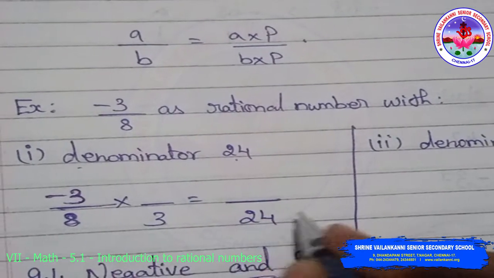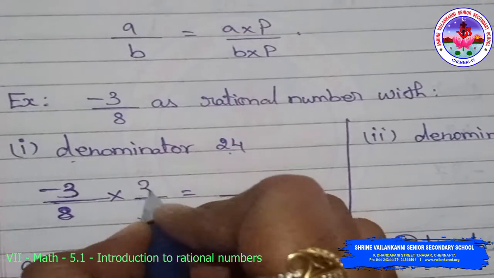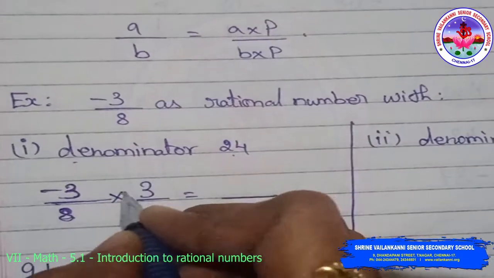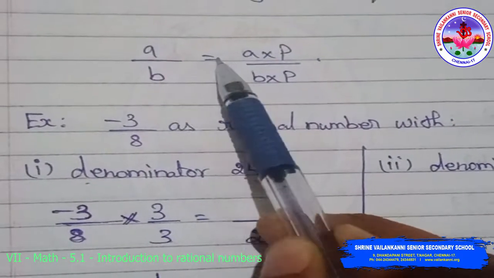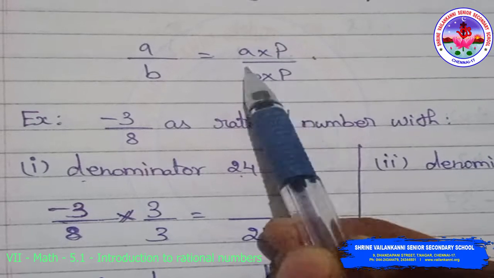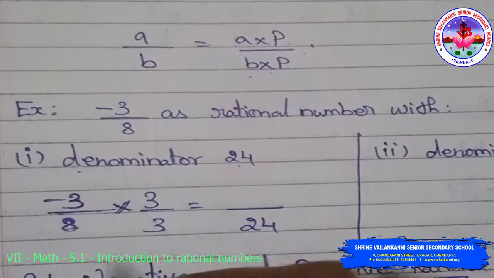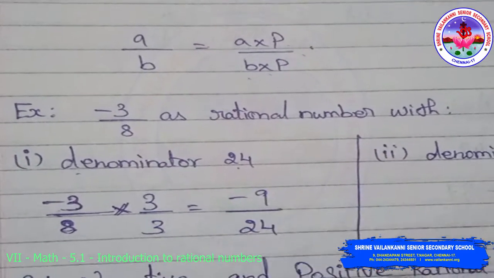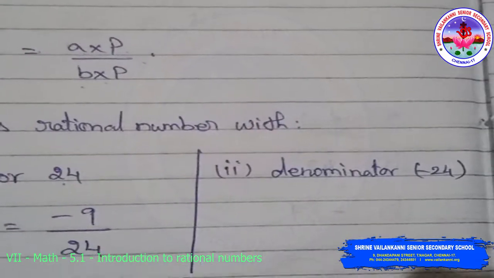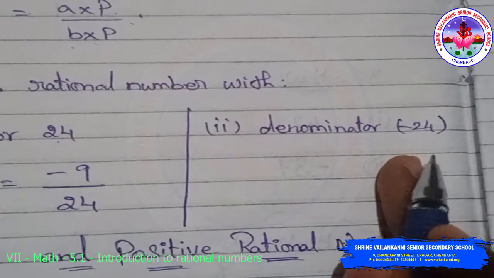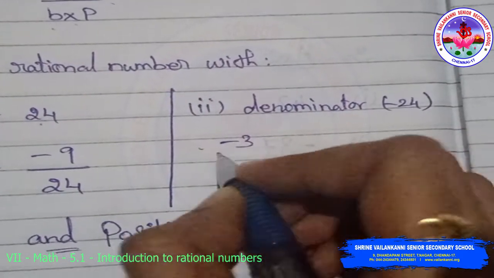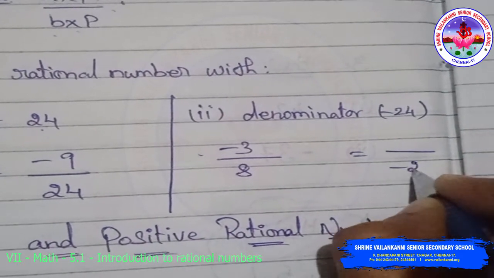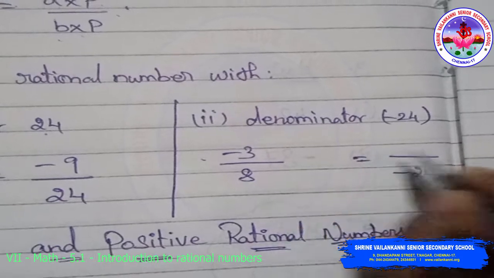8 into 3 is 24. Again, use the same integer on the numerator also, because the form is a by b is equal to a into p by b into p. So negative 3 into positive 3 is negative 9. The second one, the denominator is negative 24. Negative 3 by 8 is equal to something by negative 24.